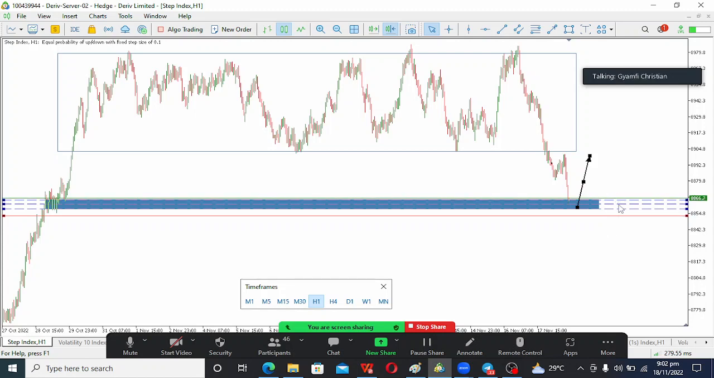So picking a trade based on this, let's assume you are trading step index, and the minimum lot is 0.1. Let's assume you want to enter with 0.5. You can divide this lot size across the three entries that you have. So maybe 0.1 for the first entry, 0.2 for the second entry, and another 0.2 for your last entry. So you'll be able to split your lots. It means that you are not putting all your eggs in one basket.